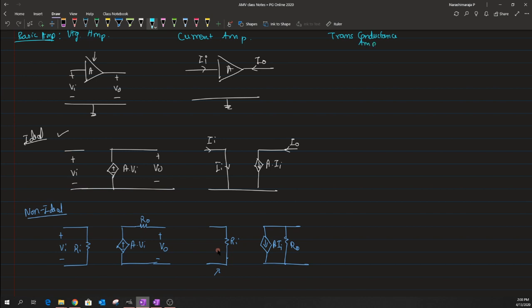So in the case of a transconductance amplifier, the input is a voltage and the output is basically a current, right? So the amplifier reads in a voltage, which we modeled as Vi, and it provides an output current which has been modeled as I naught here.